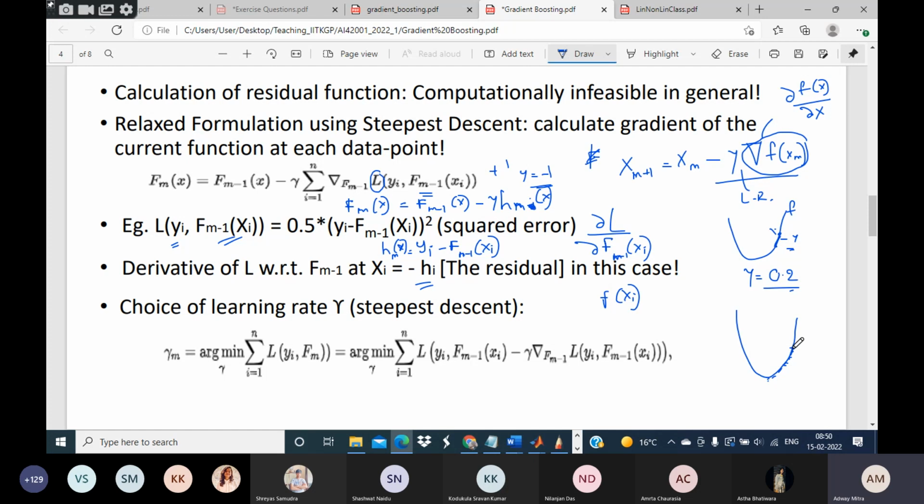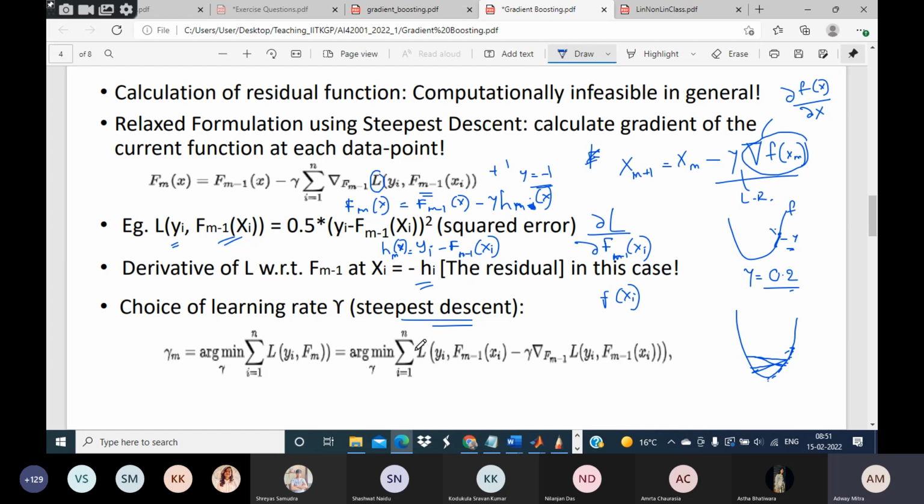On the other hand, if gamma is large, then from here I may jump to here and then jump back to here, then jump to here, then here. So I may never be able to reach this ideal point. So in general, the choice of gamma is a sensitive decision. One thing which people do is what is known as steepest descent, where the gamma itself is chosen by some kind of an optimization problem.